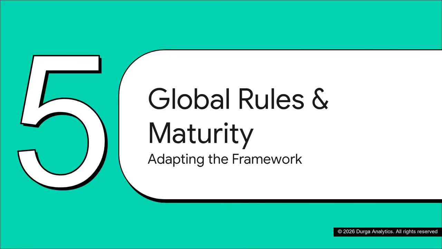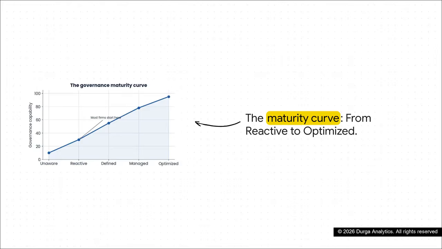Bringing us to Section 5, Global Rules and Maturity: Adapting the Framework. So where do you even start? Let me assure you, no company needs world-class governance overnight. It is a journey. This maturity curve is fantastic because it lets you honestly assess where your organization is right now without trying to boil the ocean. Most firms start entirely on the left side, at the reactive stage. They only fix problems when something breaks and causes real pain. Zero prevention. The whole point of a governance program is to take very deliberate, measurable steps to the right, moving through defined and managed until you finally hit optimized. That's where governance becomes automated and actually gives you a massive competitive edge.